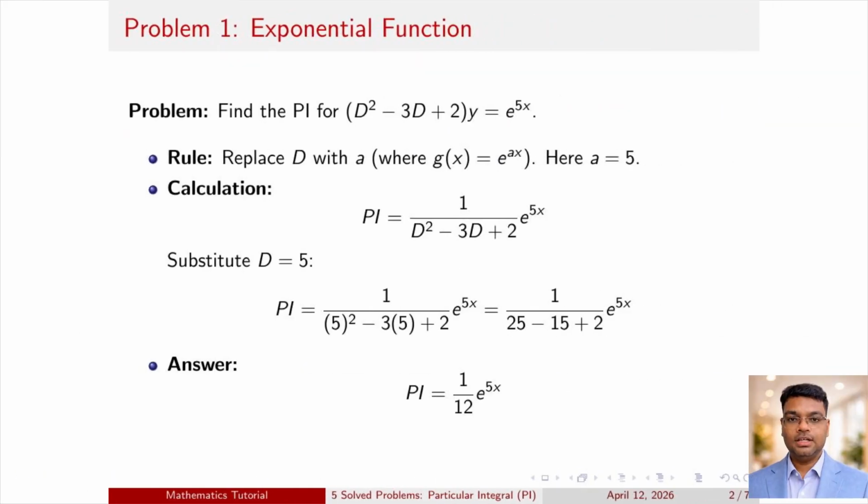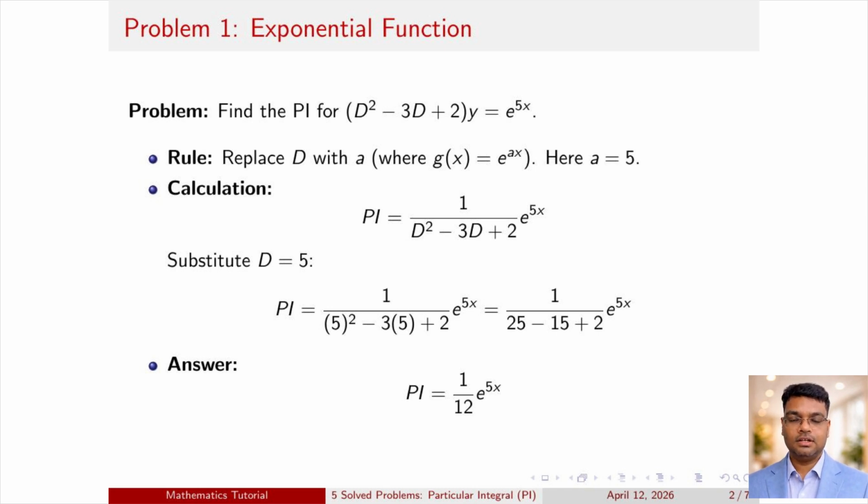To find the particular integral of the differential equation D squared minus 3D plus 2 applied to y is equal to e power 5x. First observe that the right hand side is e power 5x. So we use the rule: replace D by 5. Now the particular integral can be written as PI equals 1 divided by D squared minus 3D plus 2 applied to e power 5x. Next substitute D equals 5 into the operator: PI equals 1 divided by 5 squared minus 3 times 5 plus 2, multiplied by e power 5x.